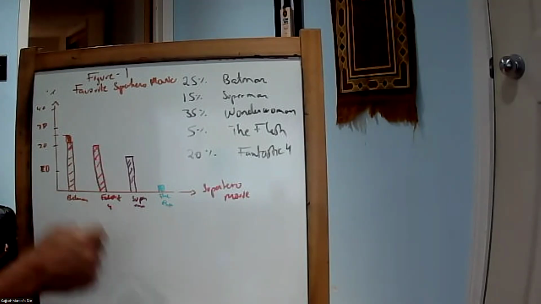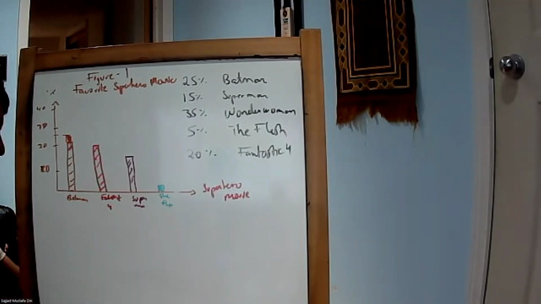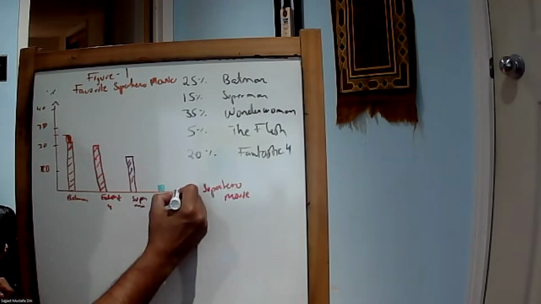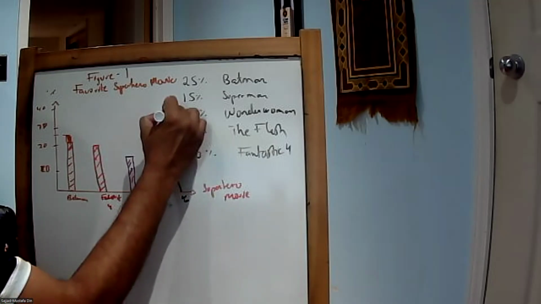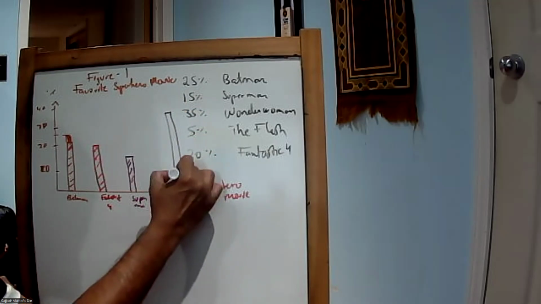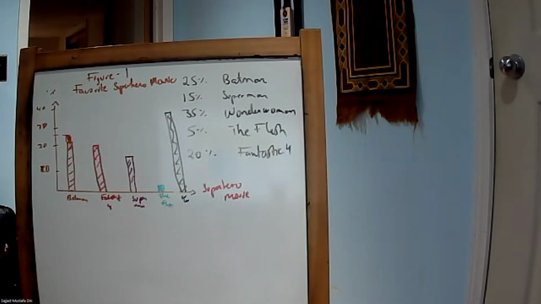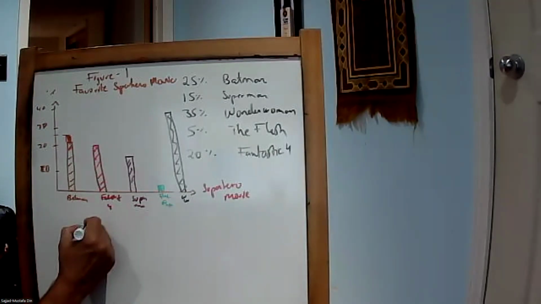And the last would be Wonder Woman, who is the highest. Should we use which color? Or use this one? We'll go back to black. So it'll be Wonder Woman all the way up to 35%. So that would be an example of a bar chart.